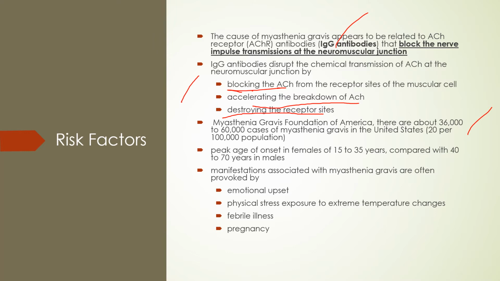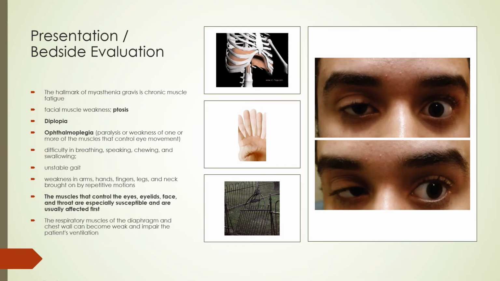Peak onset in females is actually younger, 15 to 35, and older in males. We're talking genetics here. Manifestations, or things that lead up to it, are extreme emotional upset, physical stress, extreme temperature changes, which includes a febrile illness like a very high-grade fever, and even pregnancy has been known to be a risk factor for getting myasthenia gravis.